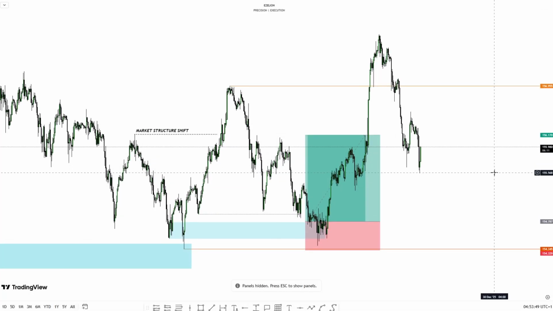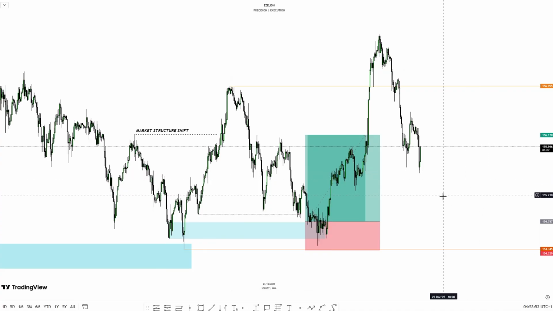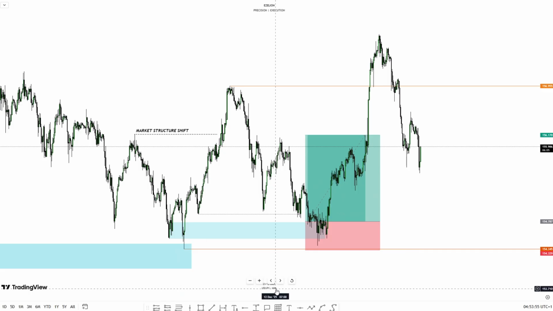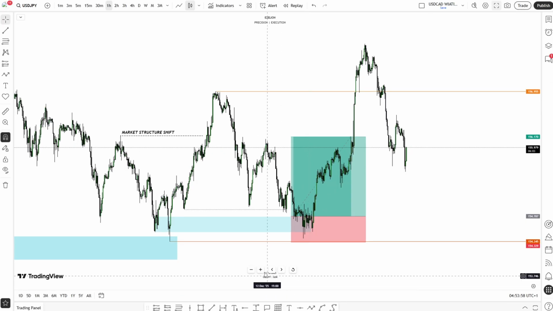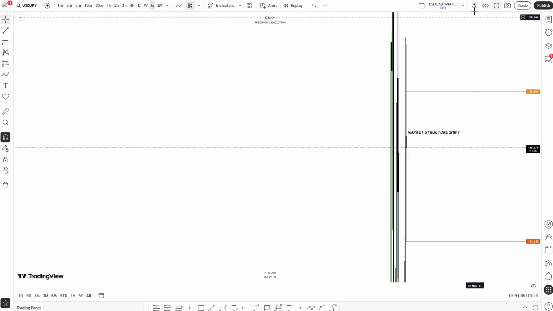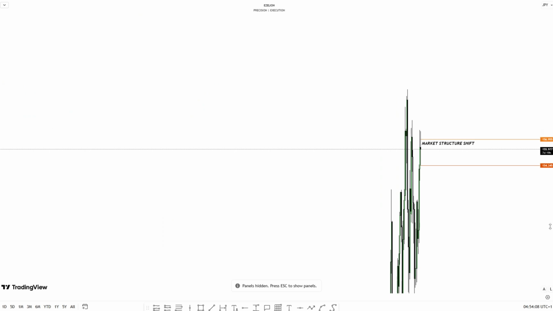Now this next example is on USD JPY, and this is also a swing trade. It was taken on the 1 hour time frame. The first thing we want to do before we take this trade is go to our higher time frame, which is our monthly time frame, to determine the directional bias, to know whether we are in line with the directional bias.